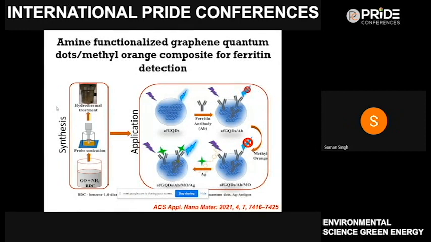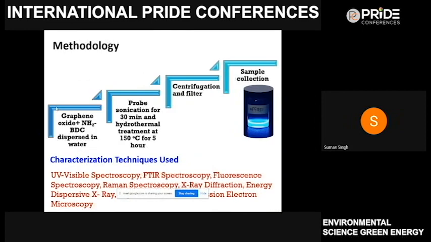In this case, the graphene quantum dots fluoresce, and in the presence of antibodies, when we attach the antibodies, this emission stopped. Methyl orange also stopped this emission, but when we put in the antigen, the antigen replaced methyl orange and its emission was regained. So this is the phenomenon which we tried to track for ferritin detection. As I mentioned, this is just a simple synthesis, sonication followed by hydrothermal process, and sample collection.